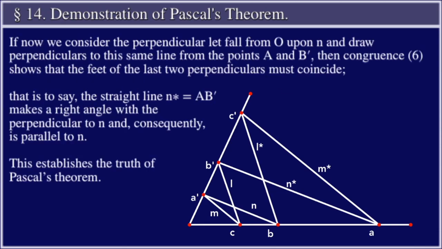If we now consider the perpendicular let fall from O upon N and draw perpendiculars to this same line from points A and B', then congruence 6 shows that the feet of the last two perpendiculars must coincide. That is to say, the straight line N*, equal to AB', makes a right angle with the perpendicular to N, and consequently is parallel to N. And this establishes the truth of Pascal's theorem.